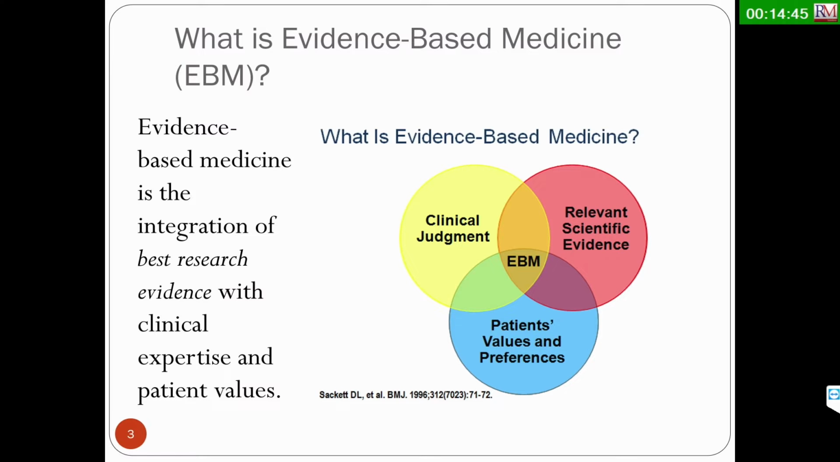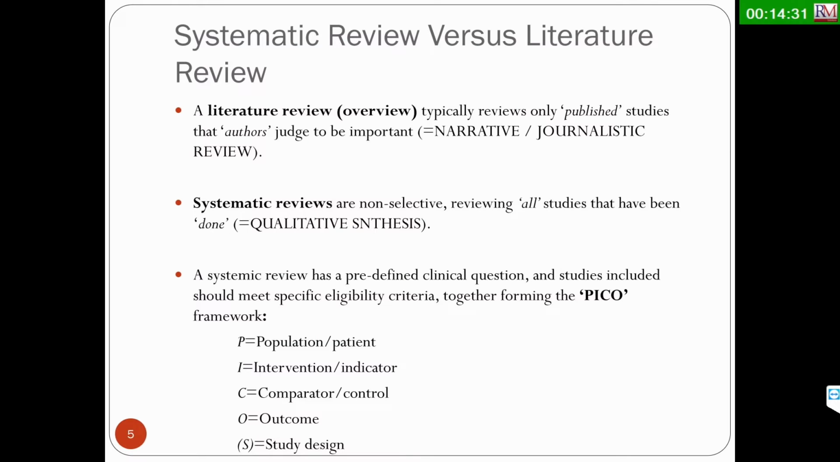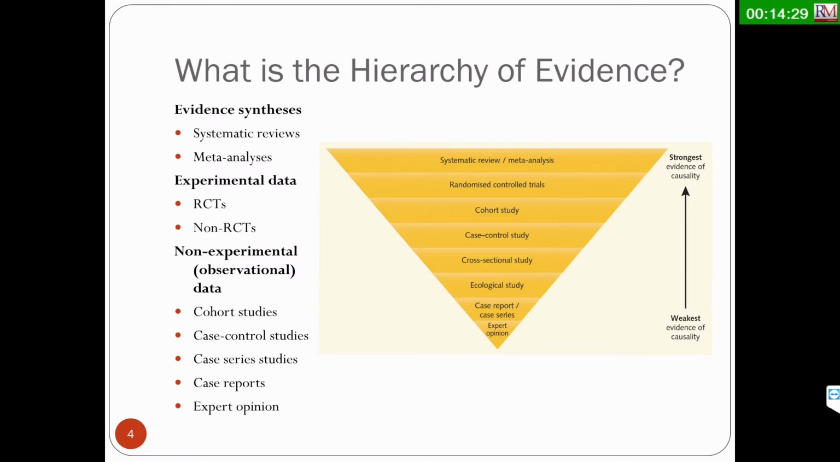First, meta-analysis is part of evidence-based medicine, which incorporates clinical judgment, patient values, and preferences with relevant scientific evidence. There is a hierarchical classification of the level of evidence. At the top, we have systematic reviews and the meta-analysis. Here, lower levels are from RCTs, cohort studies, observational, and other types of studies.